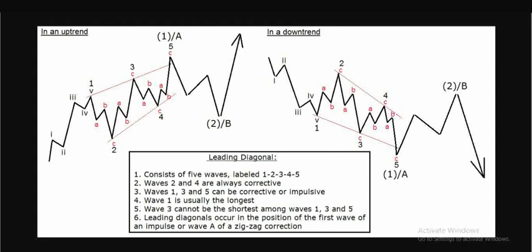The next one is that wave 3 cannot be the shortest wave among 1, 3, and 5. So what do I mean by wave 3? This is the wave 3 which I'm talking about here, and based on the rules and guidelines, it should not, or cannot, be the shortest wave.